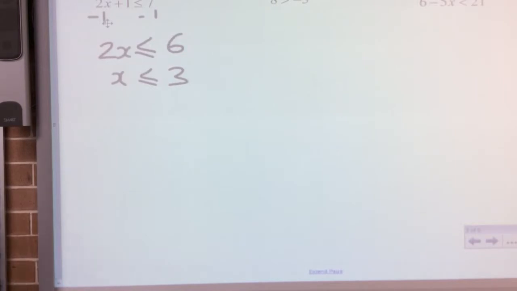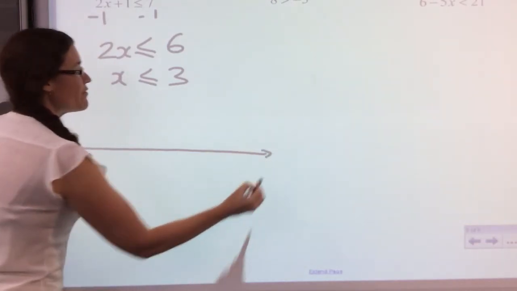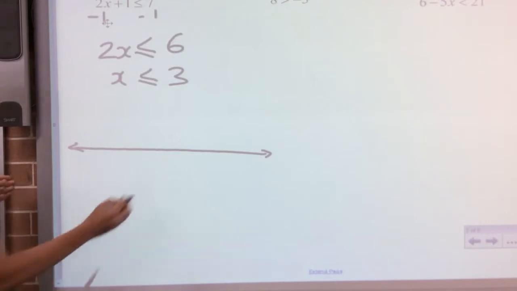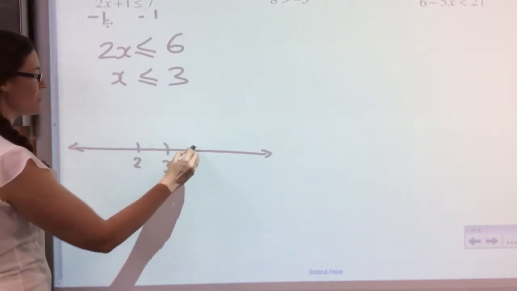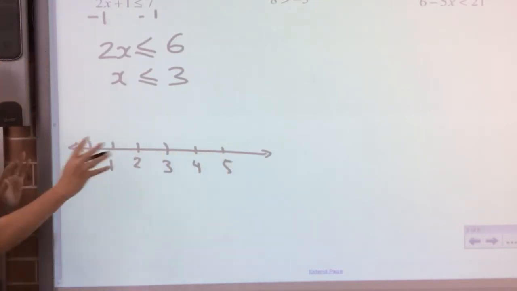What we sometimes do is draw that answer on a number line. Now a number line, these are the ones just across, it's not a number plane. These number lines go forever in both directions. We're particularly interested in the numbers around 3. So I'm going to have 3 in the middle. I'm going to put a couple of numbers either side. Okay, there's a few numbers on there.